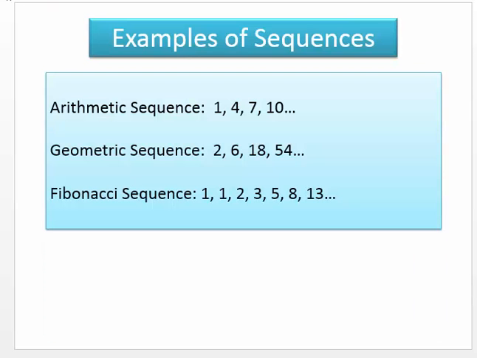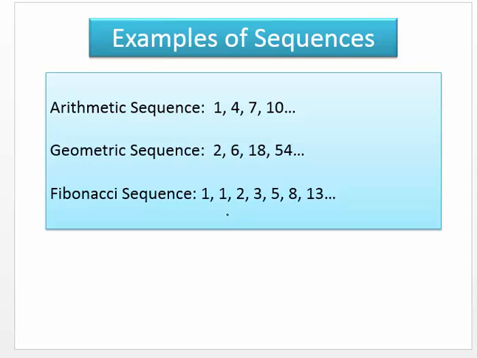Alright, here's three examples of sequences. I'm going to give you a few seconds to look at the first one. You'll probably notice on the arithmetic sequence that we have an initial value, or our first term is 1, and then each term after that differs by 3, so it has a common difference of 3. The second one, the geometric sequence, starts with a first term of 2 and a second term of 6, etc. And you might notice that to get from one term to the next you multiply by 3. So that's a common ratio of 3.